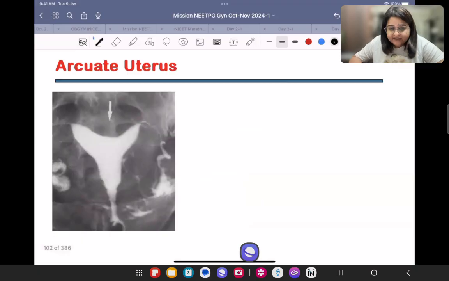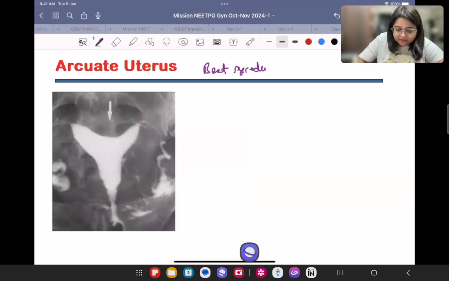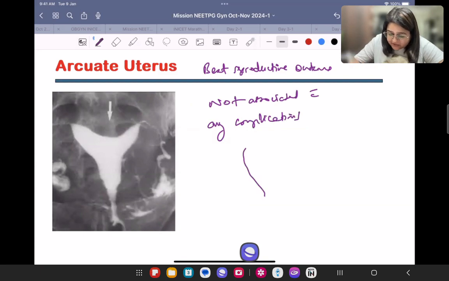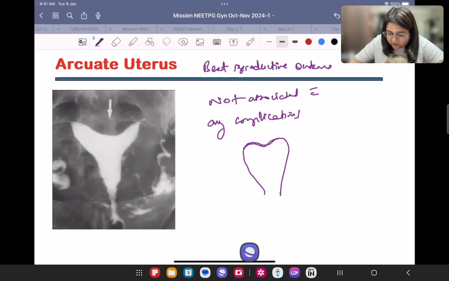Okay. Next is arcuate uterus. Arcuate uterus, remember, has the best reproductive outcome because it has no complications, not associated with any complications. What is an arcuate uterus? It is just a small dimpling at the fundus. Okay, so everything has fused, the septum has dissolved, just a little dimpling at the fundus, okay, which is insignificant, no clinical significance at all.